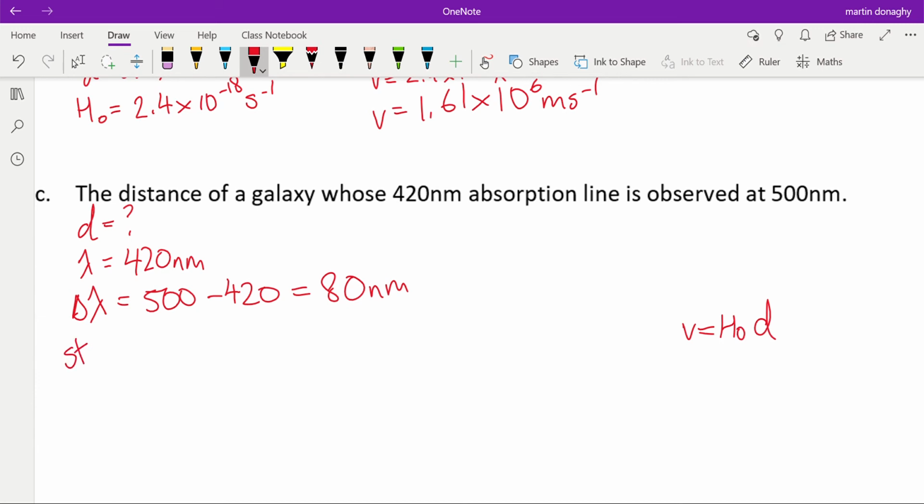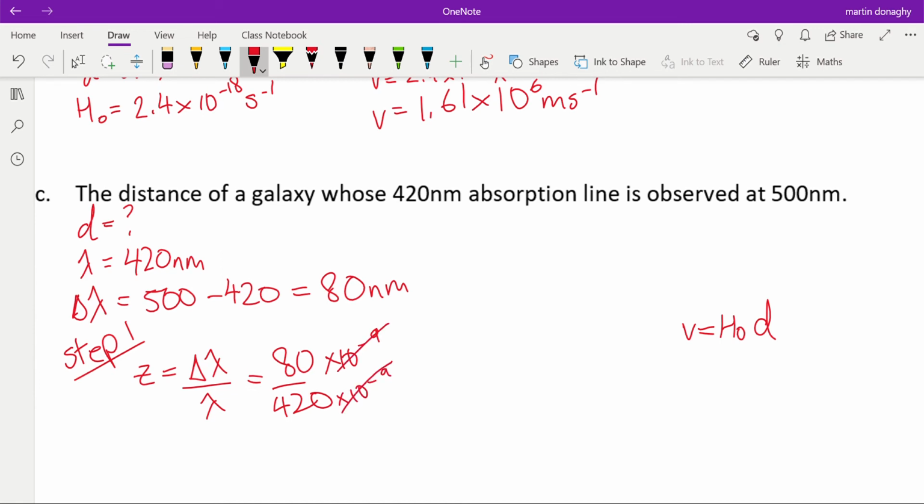So our first step, so step 1, is to find the z parameter, which is just the difference in the wavelength divided by the wavelength, which is 80 over 420. Those are nanometers. We could put in the by 10 to the minus 9 and the by 10 to the minus 9, but they just cancel out, so you actually just ignore it in this case. That gives us a z parameter of 0.1905.